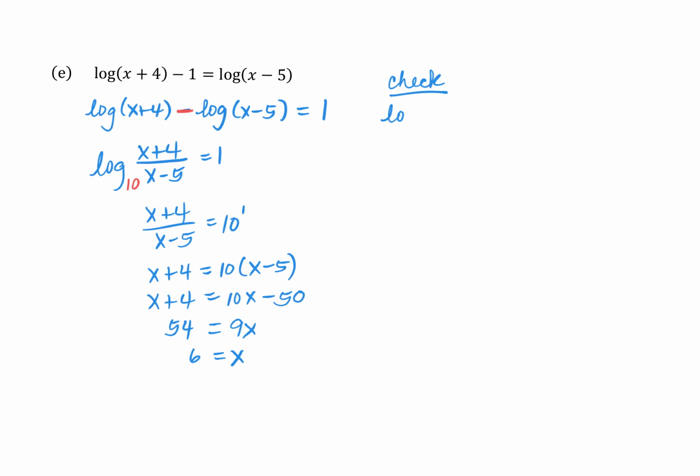So I get log of 10 minus 1 equal to log of 1. And remember, this is log base 10 of 10. So by one of our properties, that's just equal to 1. So 1 minus 1 equal to log of 1 is 0 by another property. And I have 0 equal to 0. It is a solution.